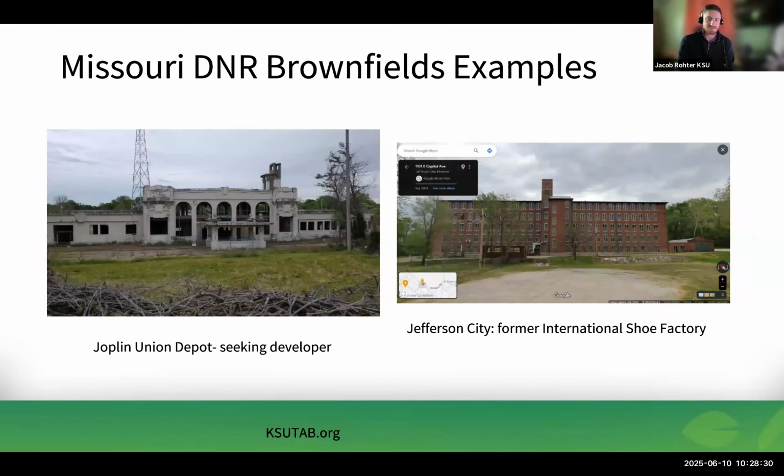Just a good example of some brownfields in Missouri that DNR is familiar with personally. One is the Joplin Union Depot. That's a former train station that's been sitting for decades. They've put together a pretty good developer package, and they're seeking a developer to help the project move forward. Another one is that the Missouri Department of Natural Resources has purchased the former International Shoe Factory in Jeff City, and they're rehabbing it into an additional headquarters office.